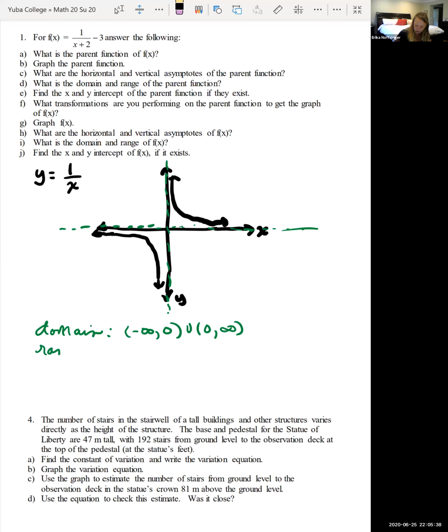The range is pretty much the same thing. You're hitting all the y values on your graph from negative infinity all the way up until you get to 0. There's no value of y that is 0. And then everything above 0 to infinity. So our range is also negative infinity to 0, parentheses union 0 to infinity. Find the x and the y intercepts of the parent function, if they exist. There's none.